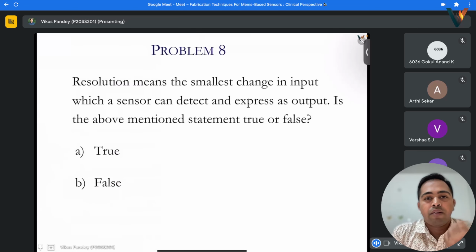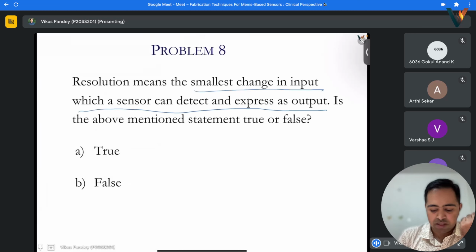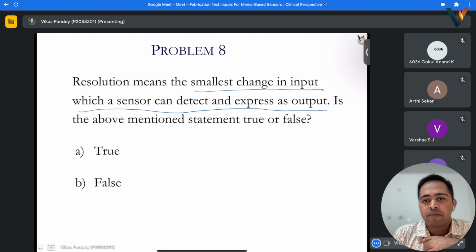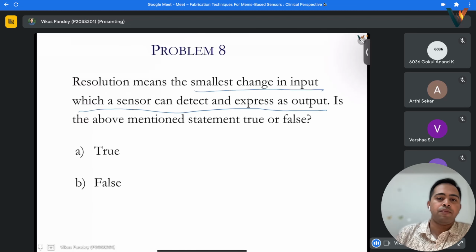Now again, the same question, I think, rephrased. Resolution means the smallest change in input which a sensor can detect and express as output. Is it true or false? I think we are repeating this question, right? Is it true?